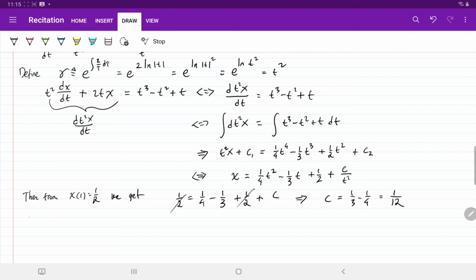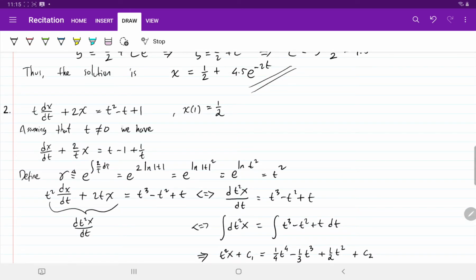Okay, thus the solution is x equals 1/4 t square minus 1/3 t plus 1/2 plus 1/12 times t square. So this is the final solution of the initial value problem for number 2.